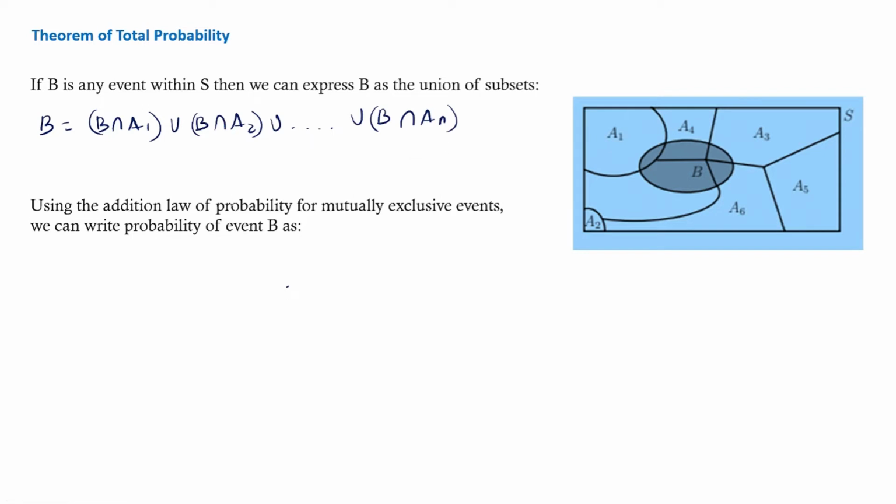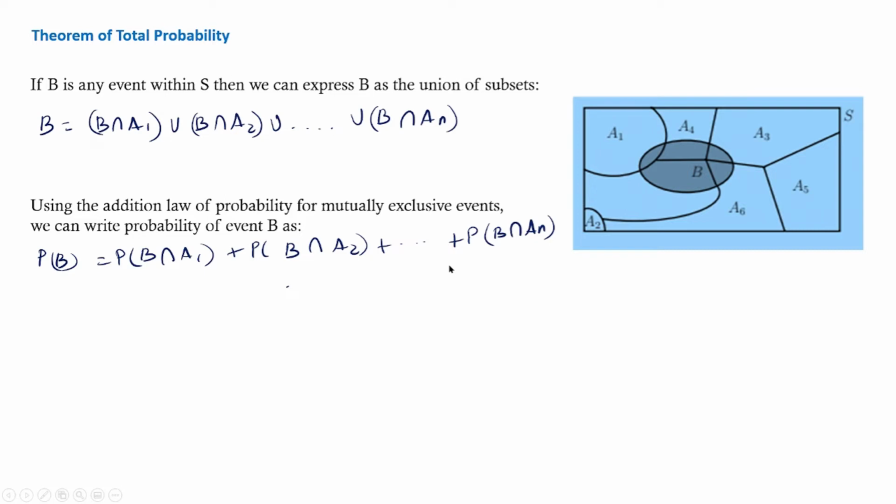As a result, using the addition law of probability for mutually exclusive events, here we can see that B intersection A1, B intersection A2 up to B intersection AN, all these events are mutually exclusive. So using the addition law of probability, we can write probability of B as probability of B intersection A1 plus probability of B intersection A2 plus up to plus probability of B intersection AN.